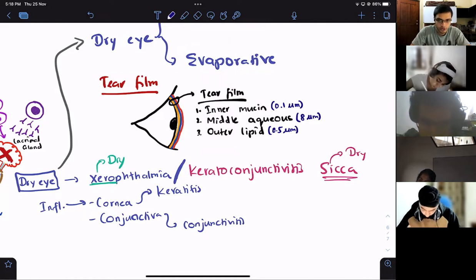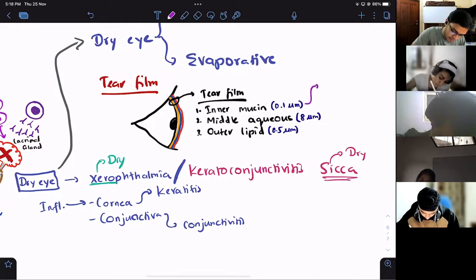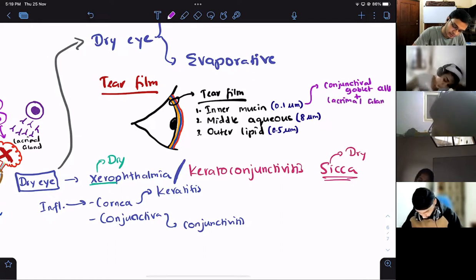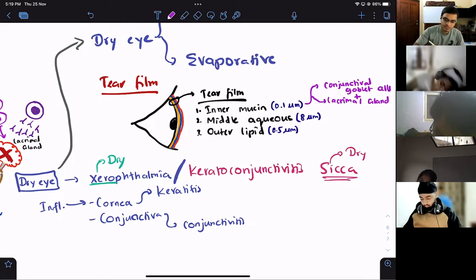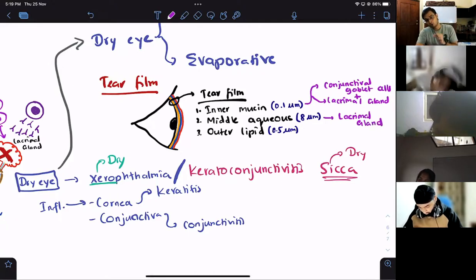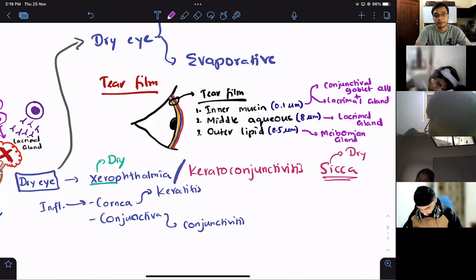Now, here's what I want you all to know. Who produces the inner mucin layer? Mainly the conjunctival goblet cells plus the lacrimal gland. They produce it together. The middle aqueous layer is only produced by the lacrimal gland. And the outer lipid layer is produced by a special structure you will learn about, the meibomian gland.